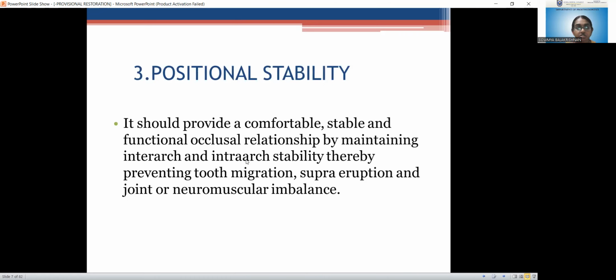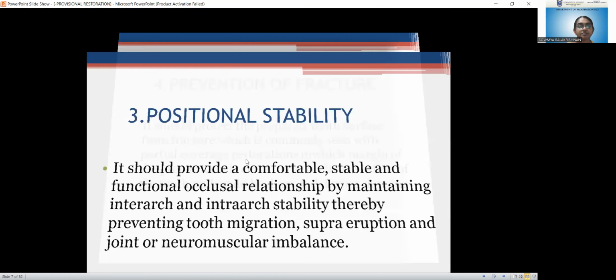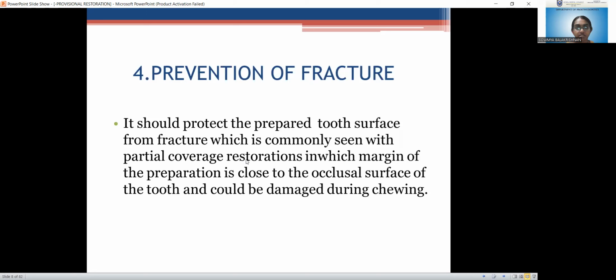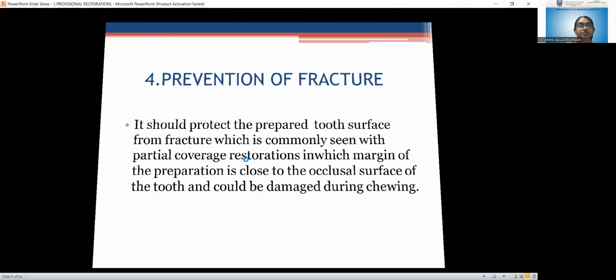So the next factor is positional stability. That means the provisional restoration should maintain the interarch and intra-arch stability, thereby preventing tooth migration, supra-eruption, and neuromuscular imbalance. Next is the prevention of fracture. That means it should protect the prepared tooth from fracture. This is most common in the case of partial coverage restorations, when the margin of the preparation is close to the occlusal surface of the tooth and it could be damaged during chewing.